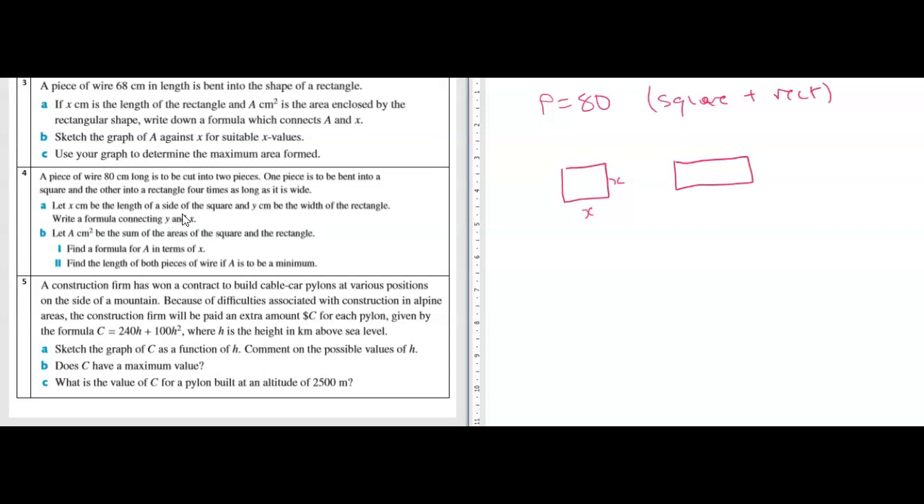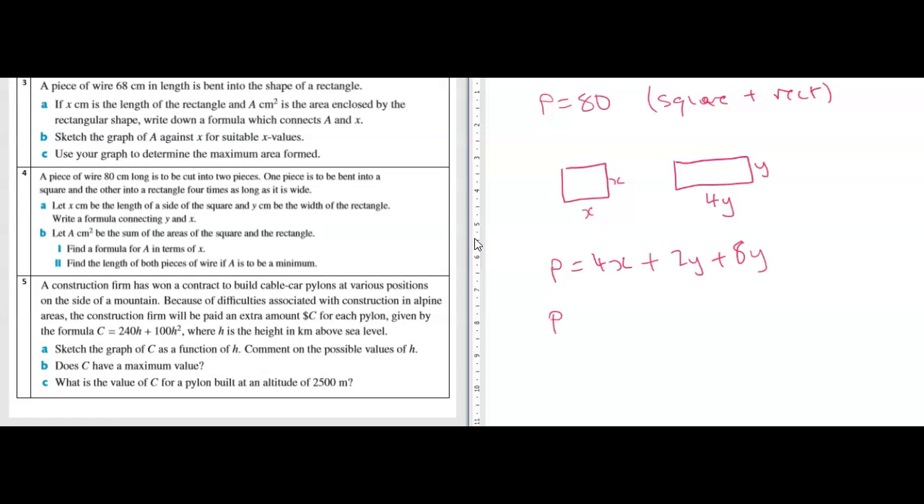So what we have: one piece is bent into a square, the other into a rectangle 4 times as long as it is wide. So if we call our width y, then our length is 4y. Now we need to write a formula connecting y and x. The perimeter of my square is 4 times x, and for the perimeter of the rectangle I'm going to have 2y, the two sides, and then 8y.